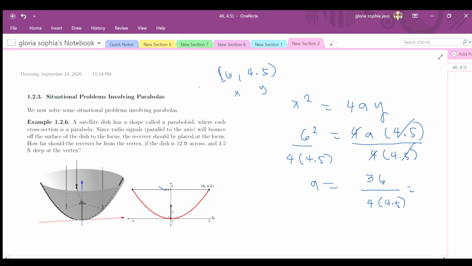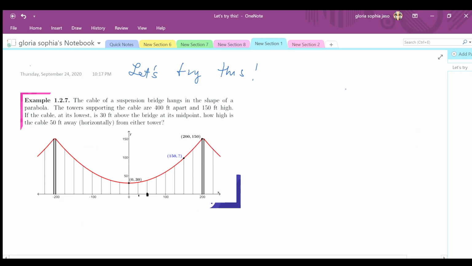So the value of a is 2. Therefore, the receiver should be placed 2 units away from the vertex. Okay. Let's try this. You can pause the video and try to answer it in a sheet of paper.